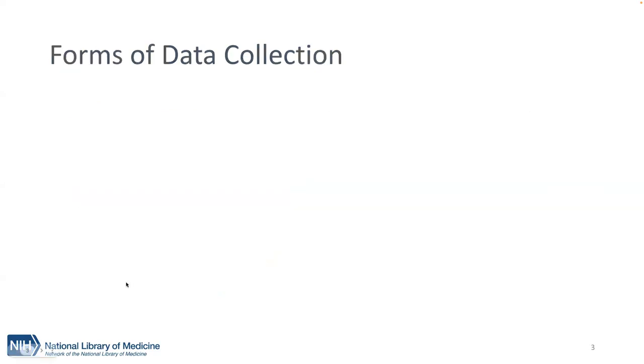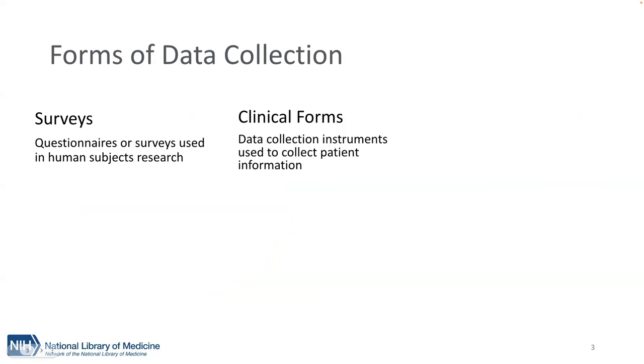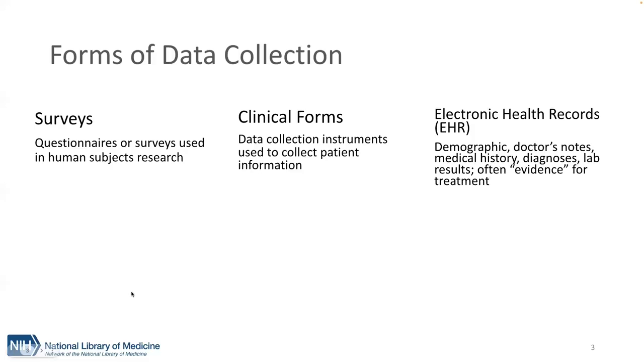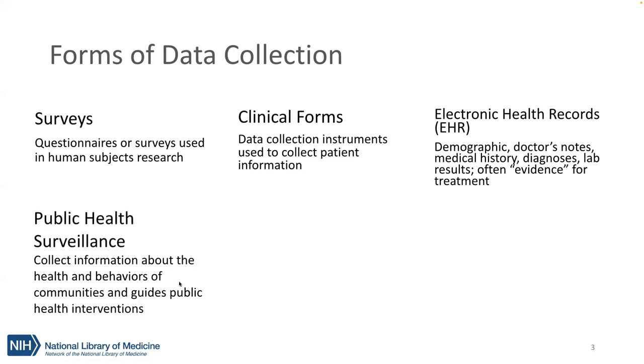In the health sector, there are many ways that we can collect data. These include surveys, so questionnaires or surveys that are used in human subject research. We have clinical forms, so data collection instruments used to collect patient information. We also have electronic health records. This may be where our demographic information is held, including things like doctor's notes, medical history, diagnoses, and lab results. And often this collected data will be used as evidence for some sort of treatment by a clinician.